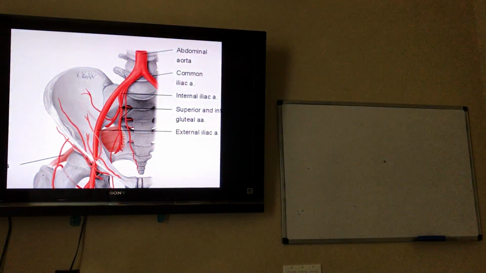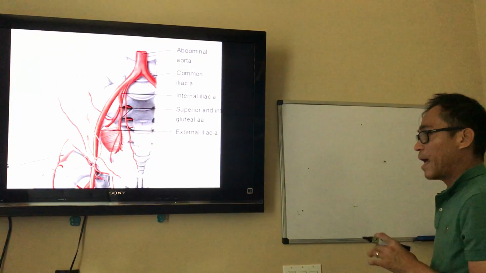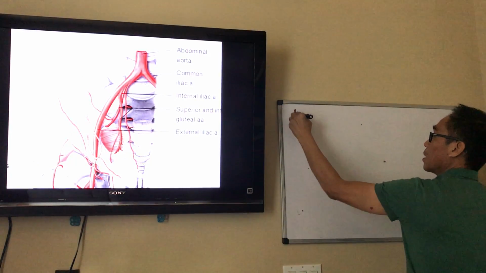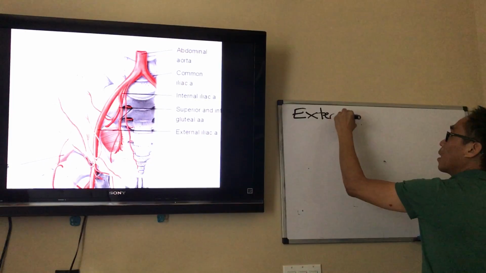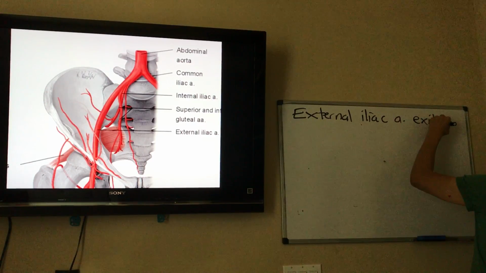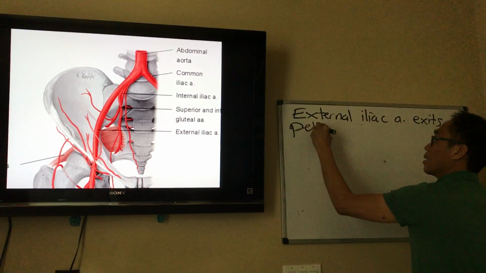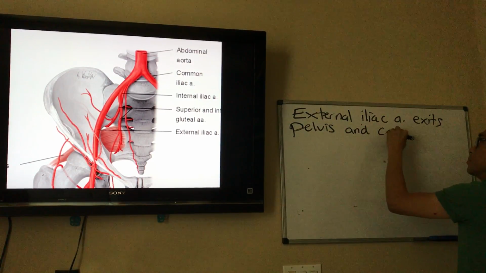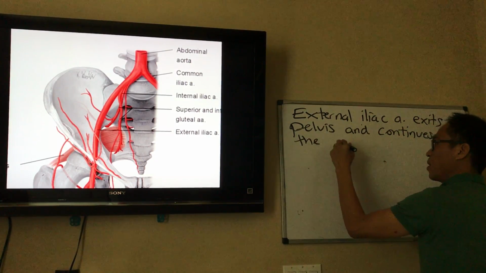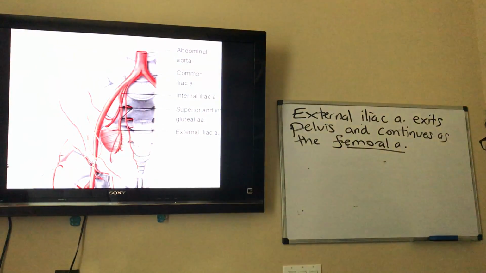So let me write that on the board. The external iliac artery exits the subinguinal space and continues on as the femoral artery. External iliac artery exits pelvis, and continues as the femoral artery. Underline that, that's the one you got to know.